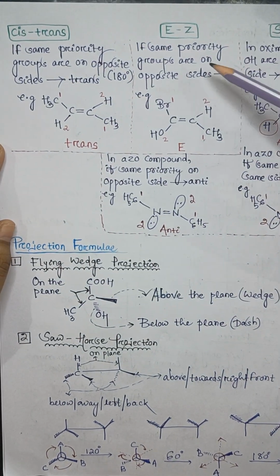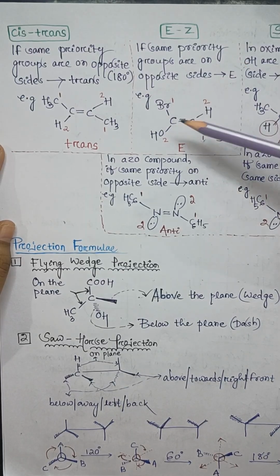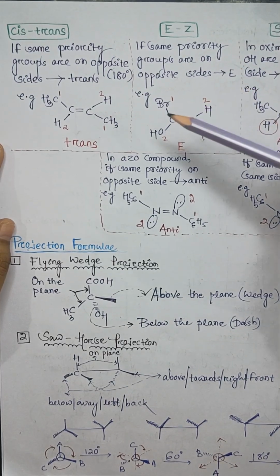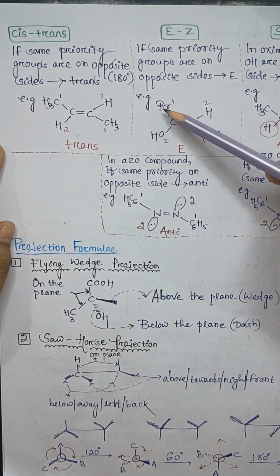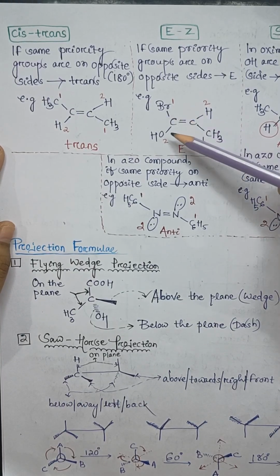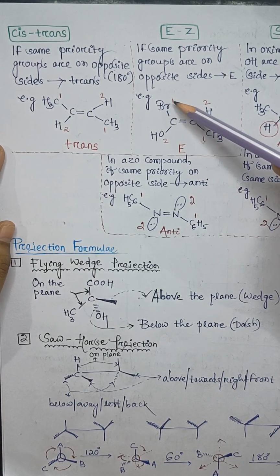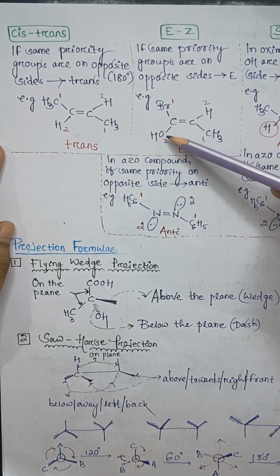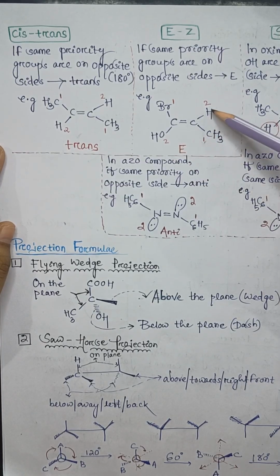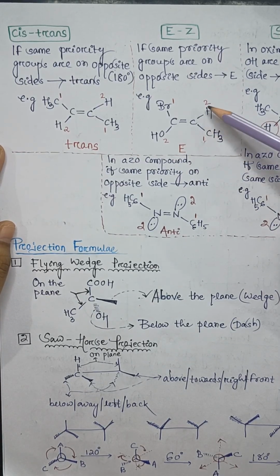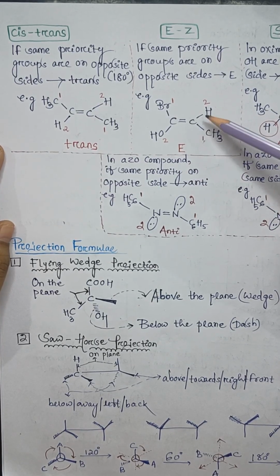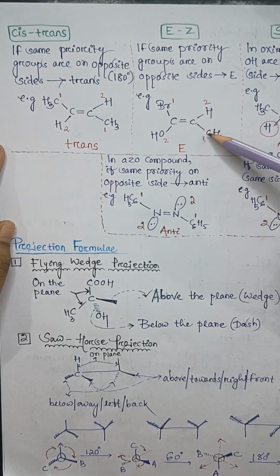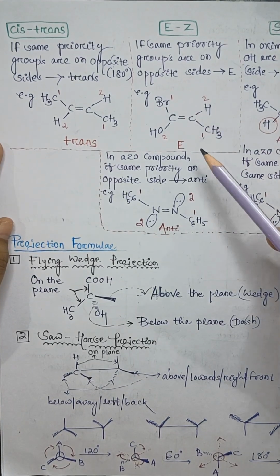In E-Z, if same priority groups are on opposite sides, or 180 degrees, it is E. Suppose here between OH and bromine, since the atomic number of bromine is greater than that of oxygen, bromine will get first preference, it is 1, OH is 2. Here between carbon and hydrogen, the atomic number of carbon is greater than that of hydrogen, so carbon is number 1 and hydrogen is number 2. Since same priority groups are on opposite sides, it is E.